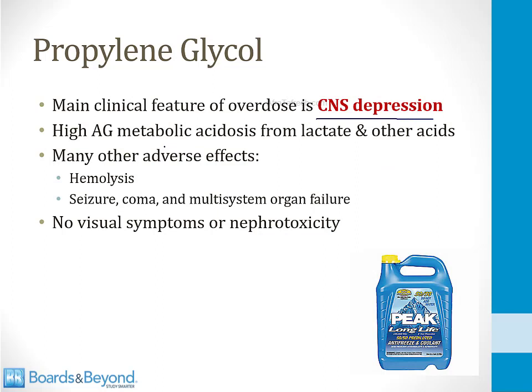The patient will have a high anion gap metabolic acidosis from lactate and the other acids. And then there are many other adverse effects of propylene glycol you can read about. Hemolysis can occur, seizure, coma, and multi-organ system failure can occur. But the way you're going to recognize this as the cause of an anion gap metabolic acidosis in a board question, as opposed to methanol or ethylene glycol, is that there are usually no visual symptoms or nephrotoxicity like we see with those other poisons and causes of anion gap metabolic acidosis.